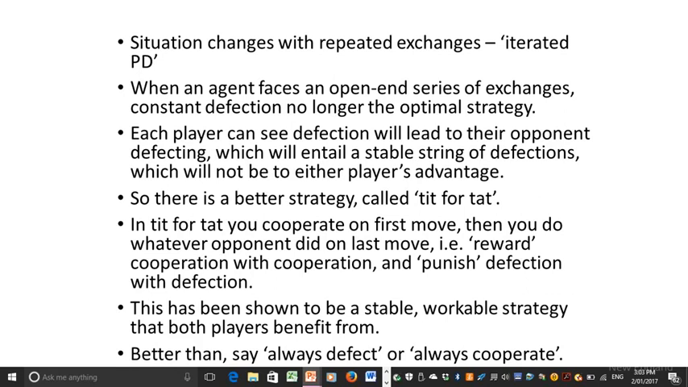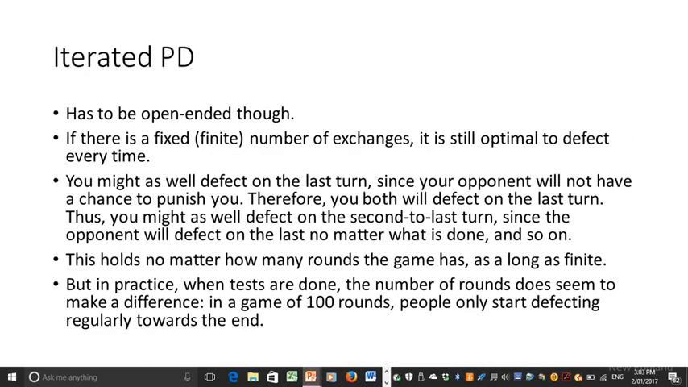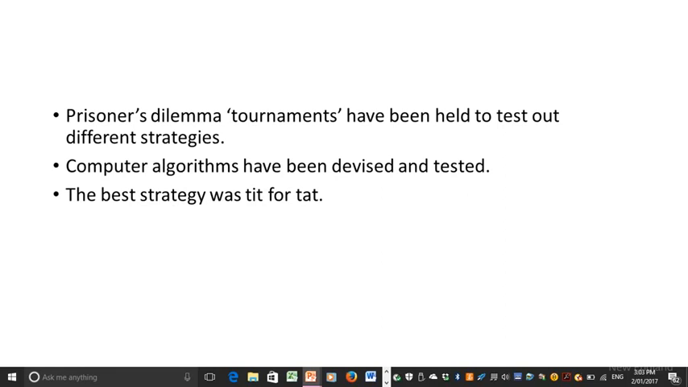There's a particular strategy called tit for tat, which is very simple. In tit for tat, you cooperate on the first move, then you do whatever your opponent did on the last move, i.e. reward cooperation with cooperation, punish defection with defection. They cooperate, you cooperate, they defect. On the next move, you defect. Tit for tat, although it's a very simple strategy, has actually been shown to be a stable, workable strategy that both players can benefit from.